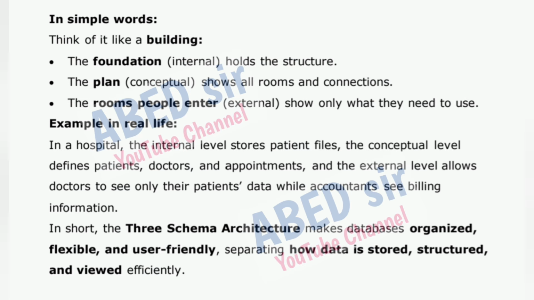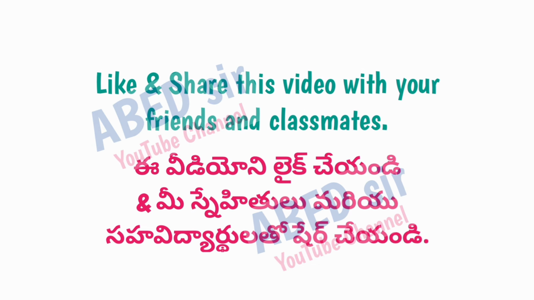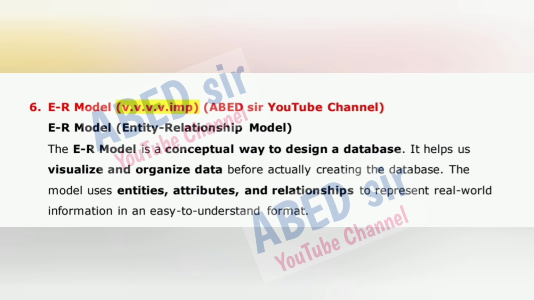Example in real life. In a hospital, the internal level stores patient files, the conceptual level defines patients, doctors, and appointments, and the external level allows doctors to see only their patients' data while accountants see billing information. In short, the 3 schema architecture makes databases organized, flexible, and user-friendly, separating how data is stored, structured, and viewed efficiently. Next important long question is 6.